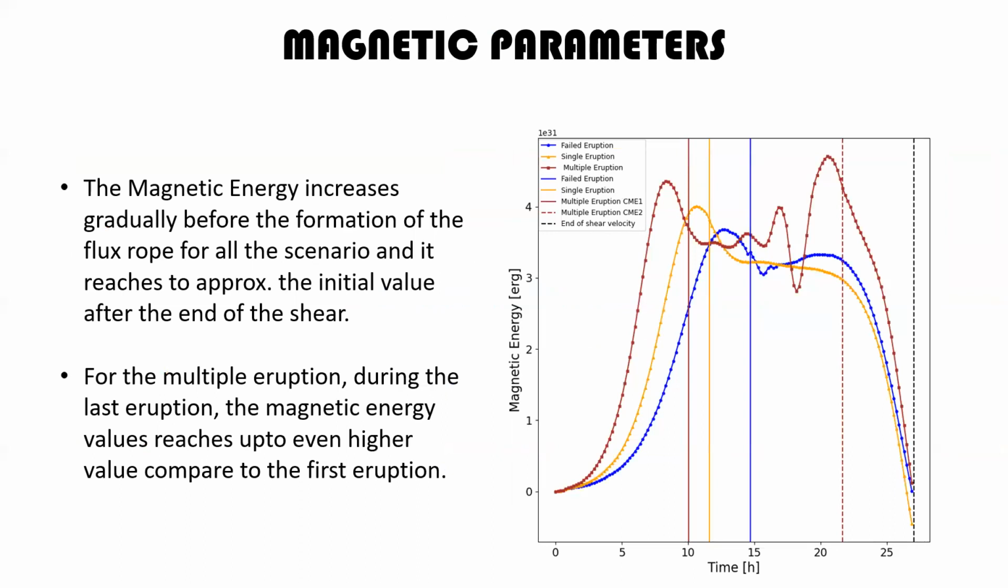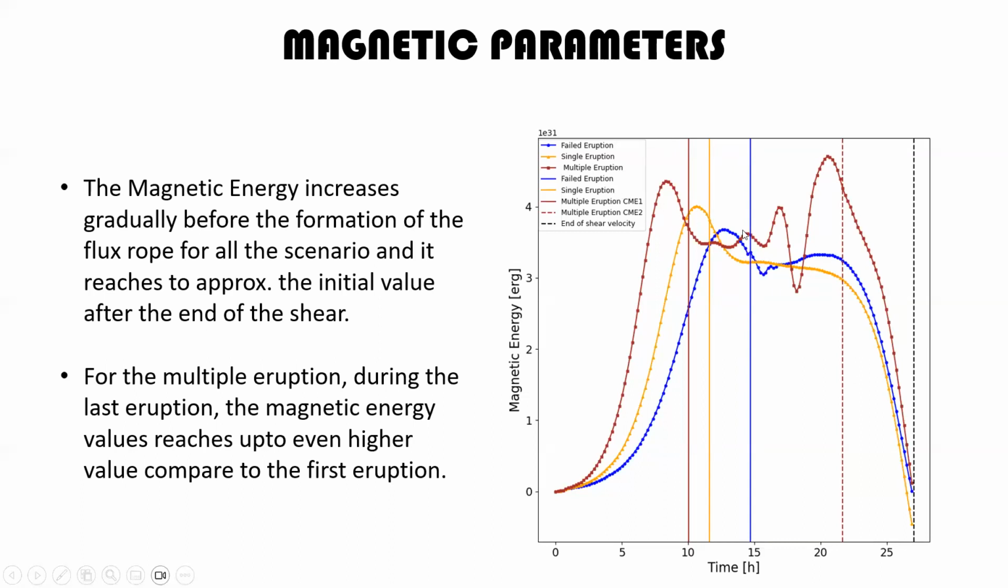the magnetic energy increases as we increase the injection, we increase the shear at the base, and after it reaches the maximum value, it decreases. For the failed eruption, it declines further, because this shearing is sinusoidal in time, so it is decreasing. So that's why this magnetic energy also decreases.